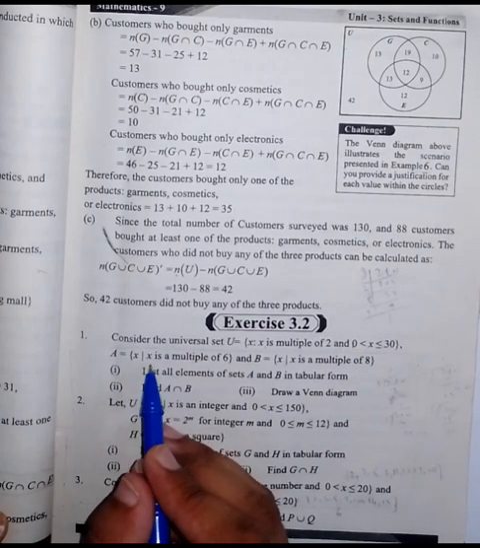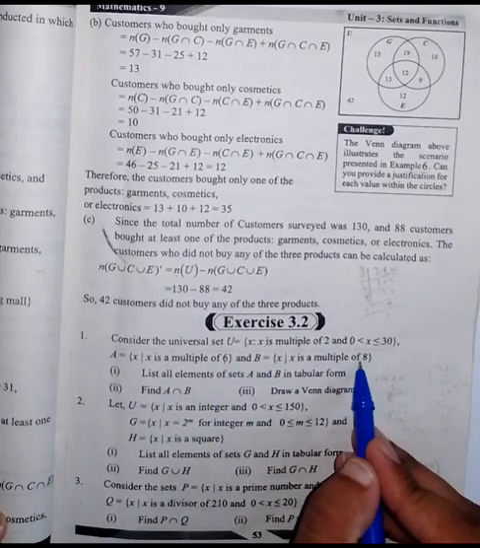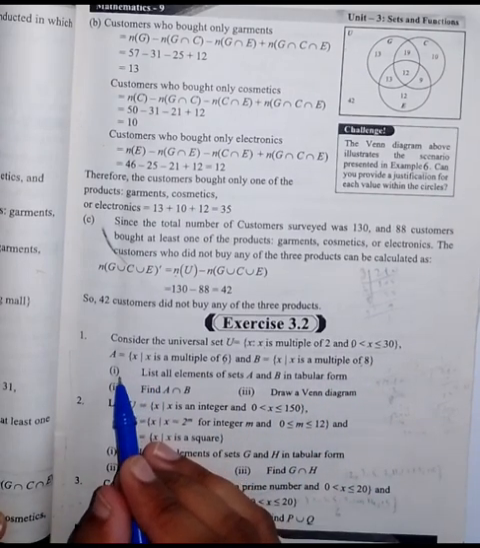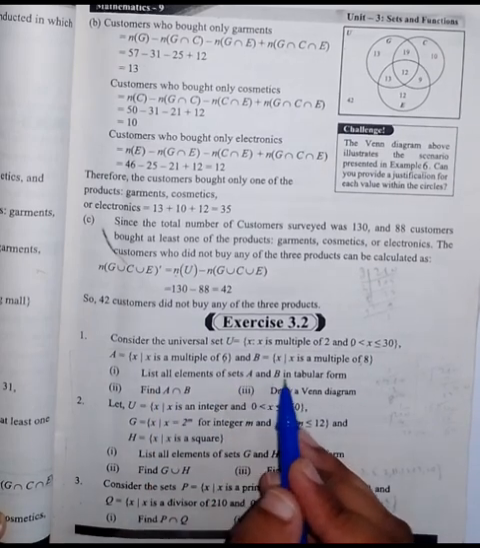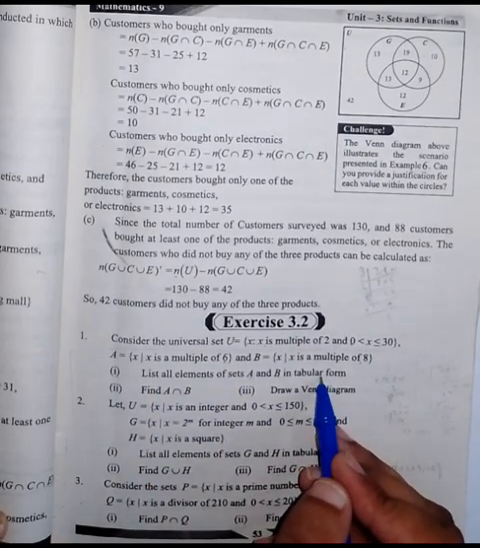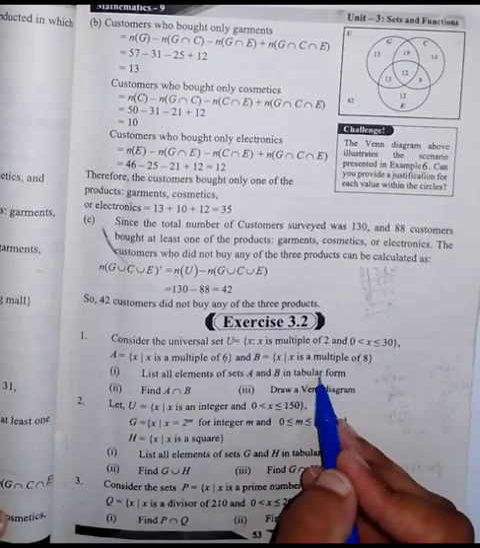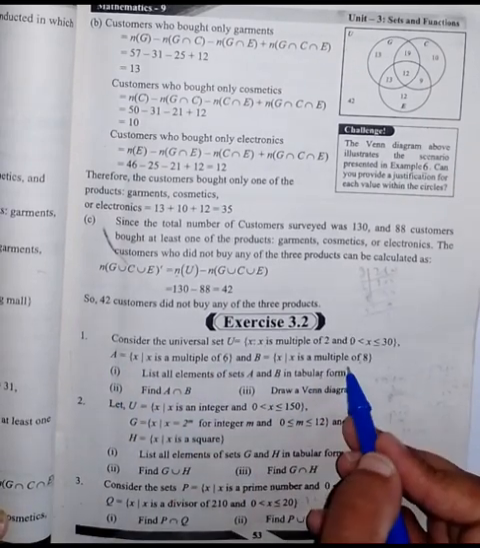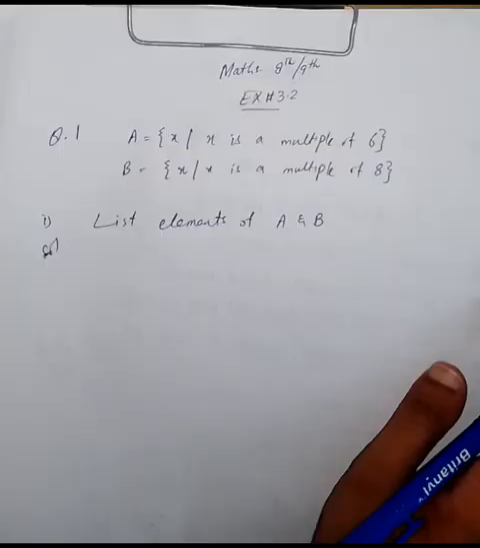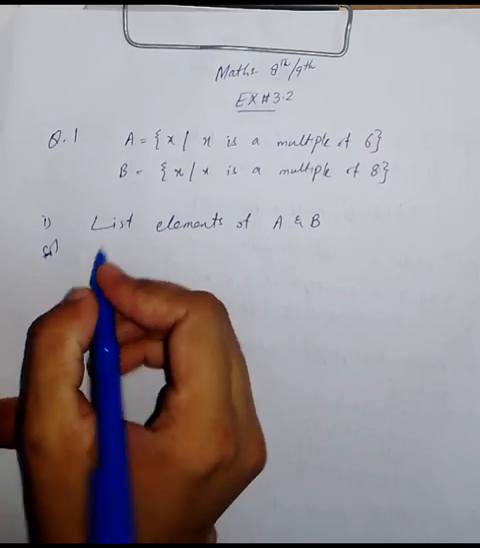Now set A is x such that x is a multiple of 6. B is x such that x is a multiple of 8. You have to find, in the first part, the list of all elements of set A and B in tabular form. What is the set A? Multiples of 6. What is the set B? Multiples of 8. So the first part is to list the elements of A and B.